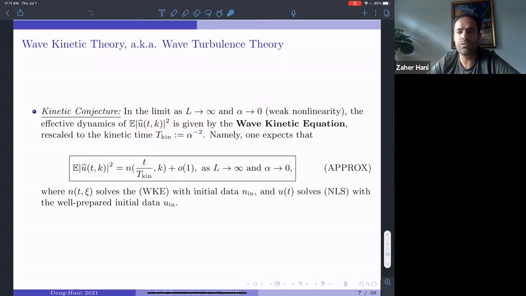It's for this reason that we introduced this parameter alpha, because in terms of alpha, the kinetic time scale is 1 over alpha squared, rather than being something like L to the 2d over lambda to the 4 in terms of lambda. So it's more convenient to state it in terms of alpha. Namely, what we expect is that the expected value of |û(t,k)|² is equal to the solution of the wave kinetic equation at time t over t kinetic, plus little o of 1. We expect this to happen in the limit as L goes to infinity and alpha goes to 0.